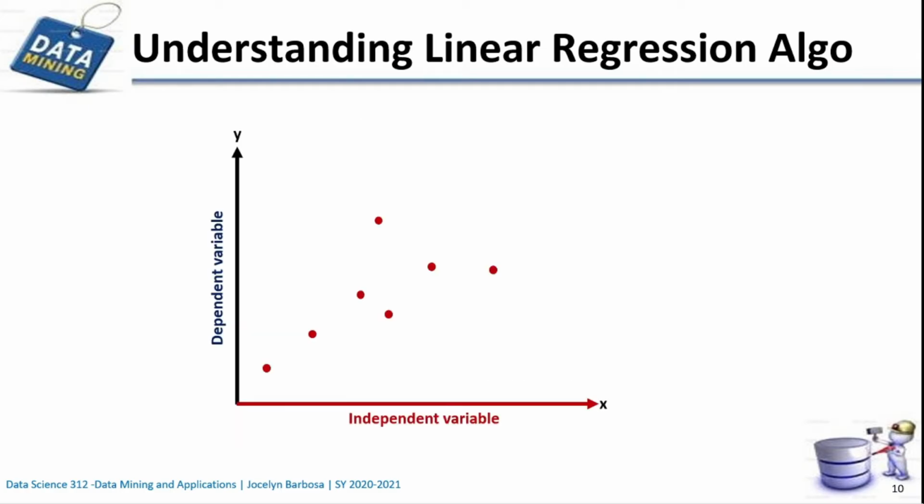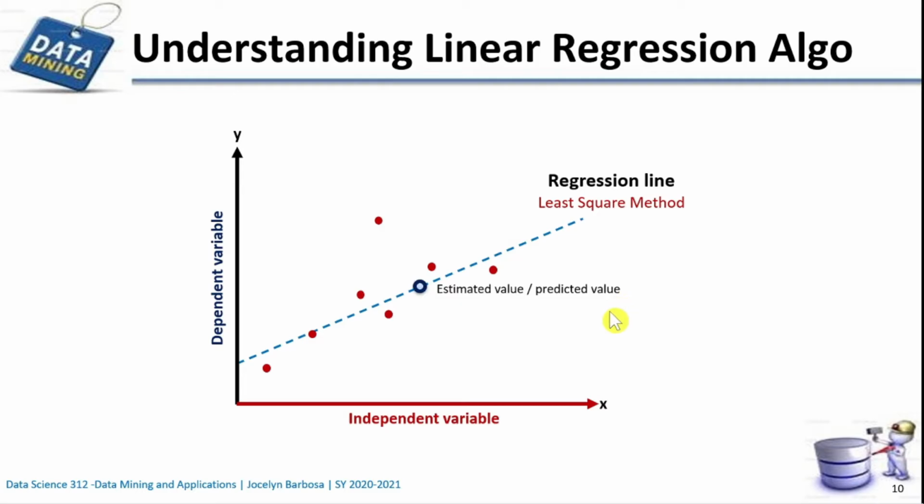Say we have a number of observations or instances, and we scatter plot them, and our task is to find the regression line, or create a best fit line. Once the regression line is created, we can now do the prediction. Say we have the estimated or predicted value as well as the actual value. The goal here is to reduce the error, that is, to reduce the distance between the actual value and the estimated or predicted value, and of course to minimize the error.